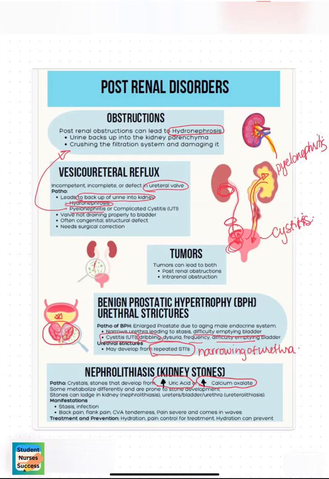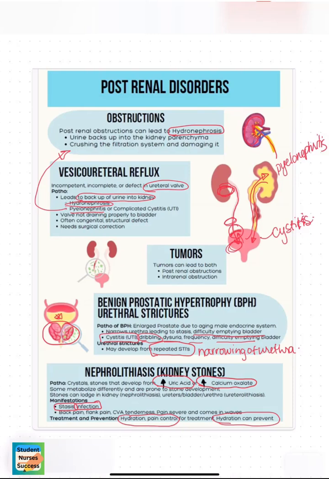If they obstruct the flow of urine, then urine's going to back up into the bladder or even back up into the kidney. In these particular cases, we start to then develop stasis of the urine, which increases our risk of infections. It can be infections such as pyelonephritis or cystitis. Patients with kidney stones often complain of back pain, flank pain, costovertebral angle tenderness, and this pain is severe and can come in waves. Treatment is focused on hydration and pain control, and prevention is really focused on hydration.